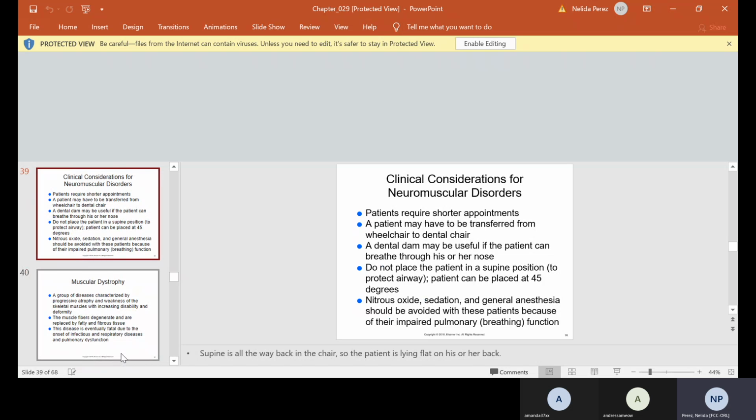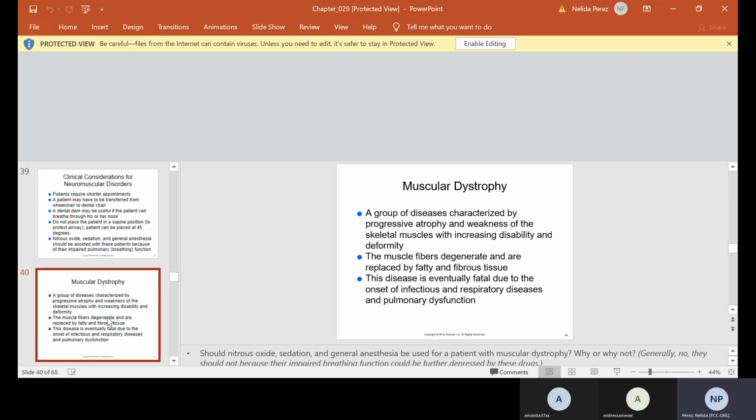Clinical considerations: patients require shorter appointments. A patient may have to be transferred from wheelchair to dental chair. If using a dental dam, do not place the patient in a supine position. Nitrous oxide sedation and general anesthesia should be avoided with these patients because of their impaired pulmonary breathing function. So basically, these clinical considerations were pretty much like the ones from before.